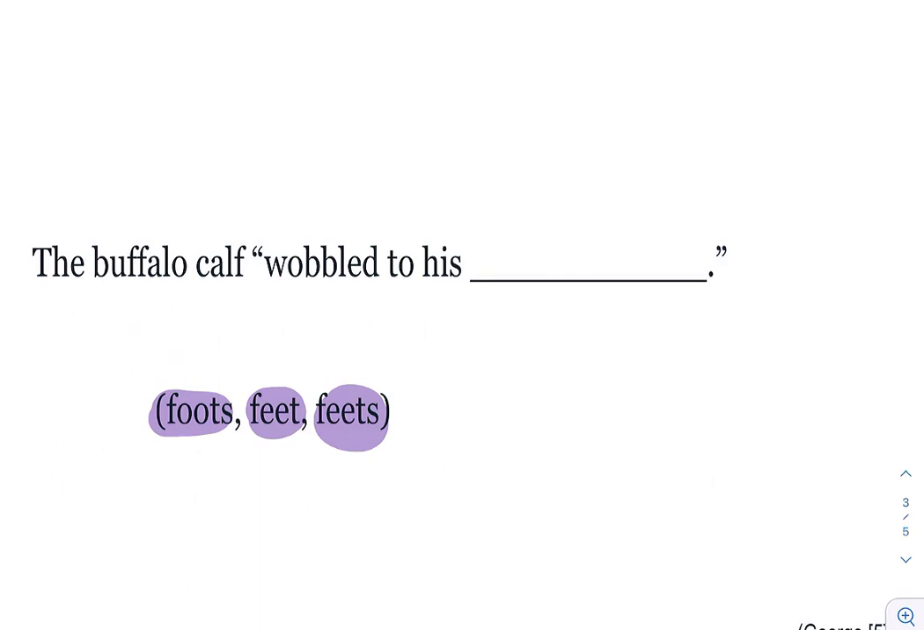Which one do you think it is? You got it, it's feet. The buffalo calf wobbled to his feet. More than 1 foot.